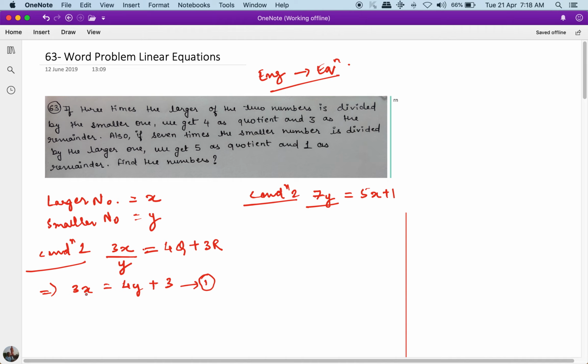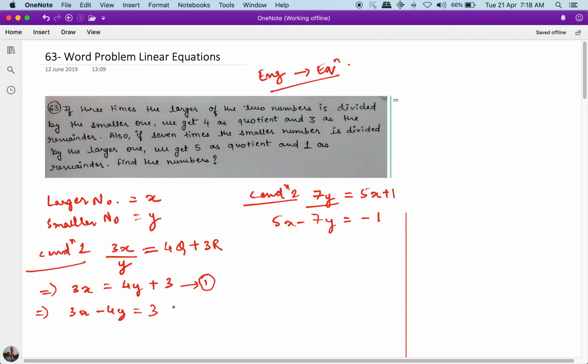Now, if I bring x and y on the same side, what I get here is 3x minus 4y is equal to 3. And if I bring x and y on the same side here, what I get is 5x minus 7y is equal to minus 1.